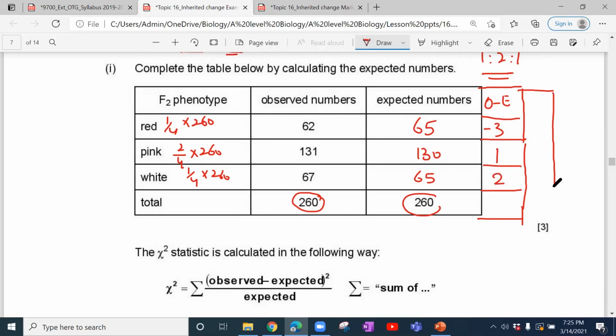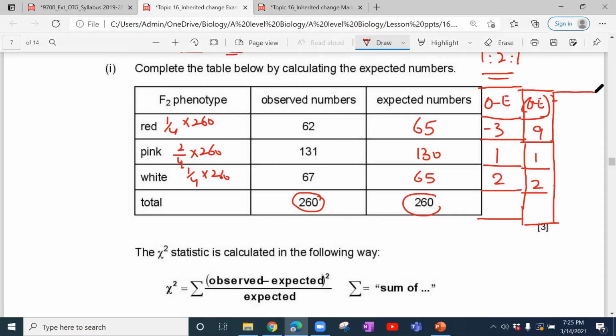You have to square these values, because we have O minus E whole squared. So we will also square -3, we are getting a 9. Square of 1 is 1, square of 2 is 4. Okay, and what is the next step?